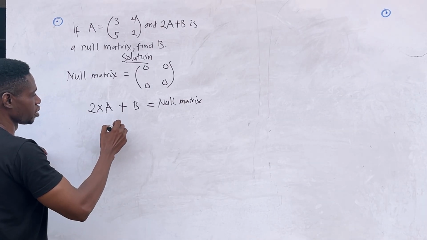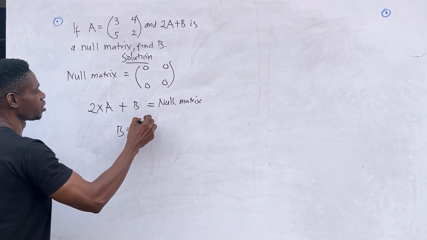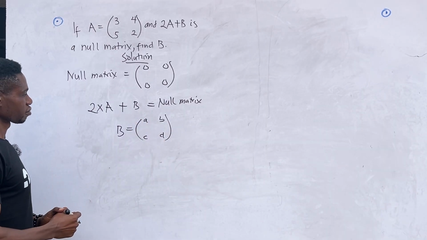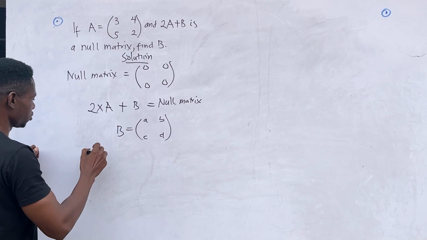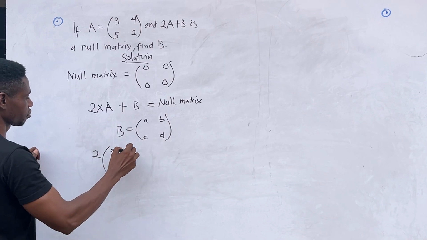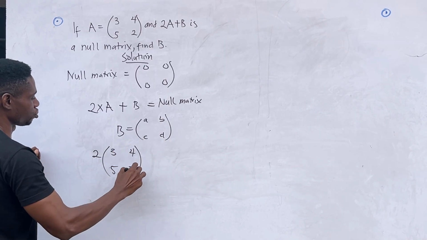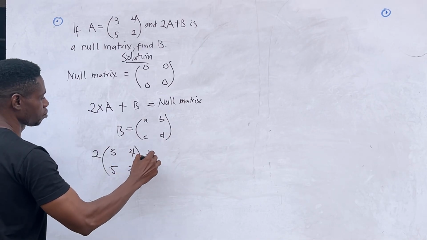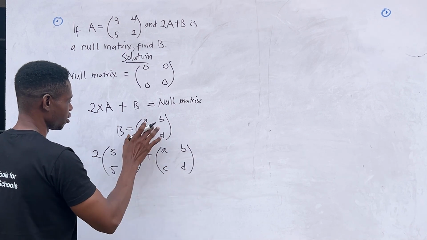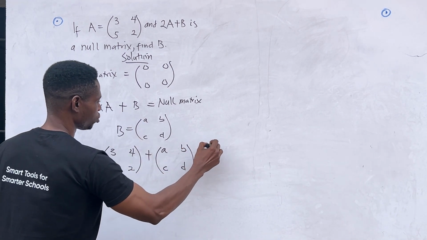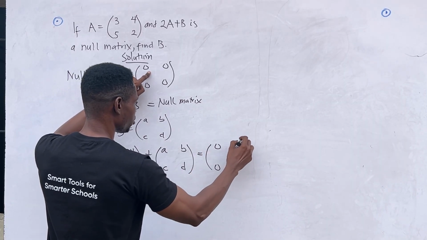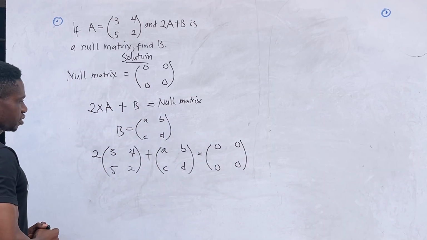Okay, so this matrix B, let's just call it A, B, C, D. So 2 multiplied by matrix A is 2 times 3, 4, 5, 2, plus our A, B, C, D, which we're assuming is equal to the null matrix, which is 0, 0, 0, 0.